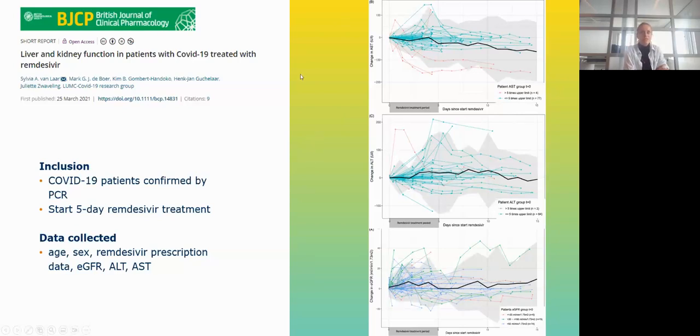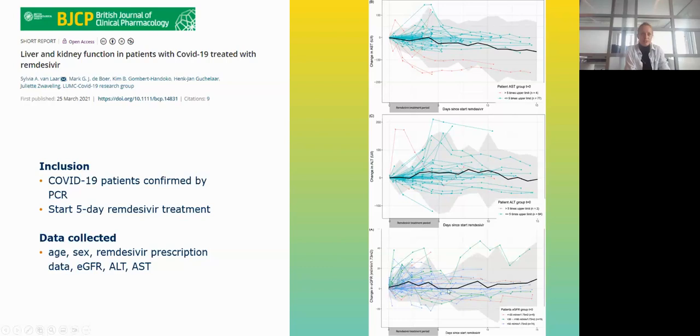I made graphs, and as you can see, the red lines in case of liver function were the patients who had a bad liver function at start, but they go down, which is good news. And in kidney function, you want the kidney function to be the same or go up.